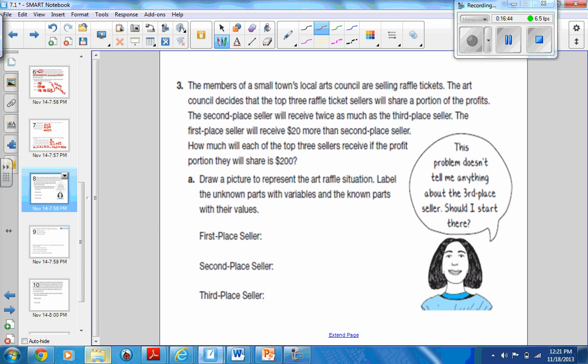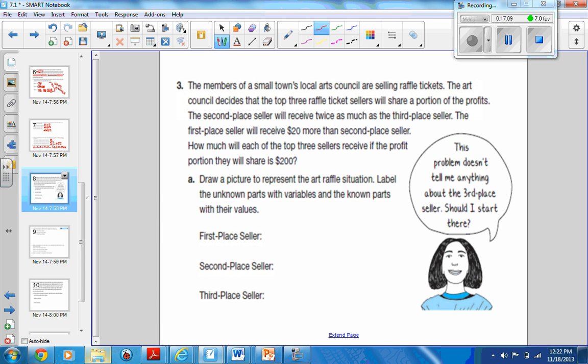The members of a small town's local arts council are selling raffle tickets. The arts council decides that the top 3 raffle ticket sellers will share a portion of the profits. The second place seller received twice as much as the third place seller. The first place seller received $20 more than the second place seller. How much will each of the top 3 sellers receive if the profit portion they will share is $200?